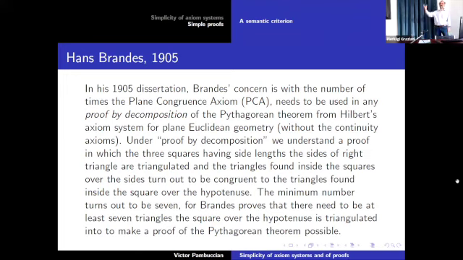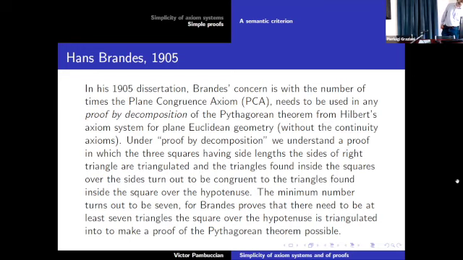Now, why did it have an effect nevertheless? Although nobody knew about the 24th problem. Well, Hans Brandes in 1905, which is very shortly after, already produced a dissertation doing exactly that. His concern was the number of times the plane congruence axiom needs to be used in any proof by decomposition of the Pythagorean theorem from Hilbert's axiom system for plane geometry, in which you don't use the continuity axioms.